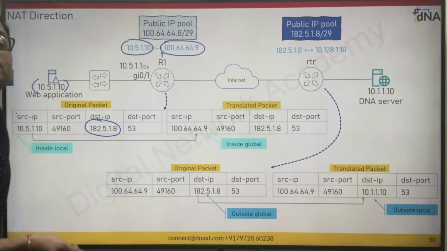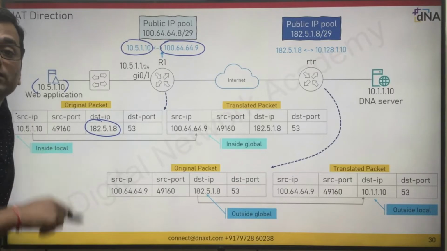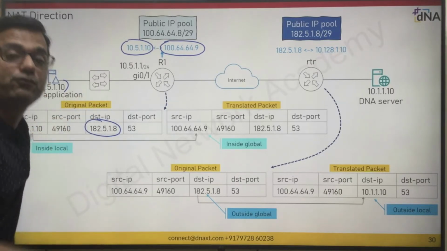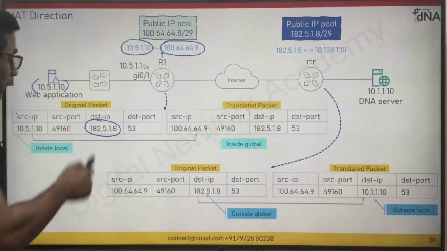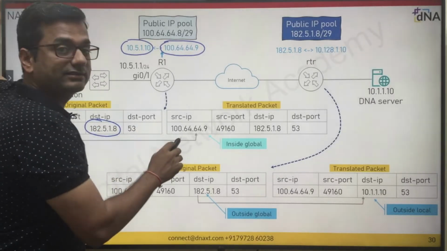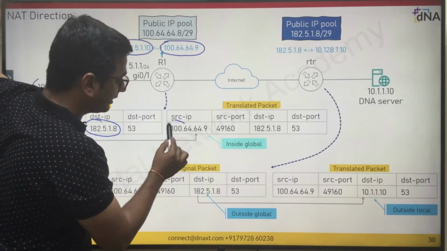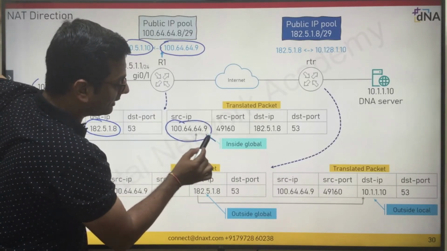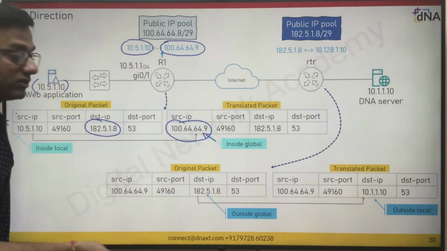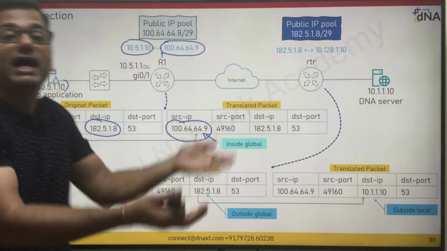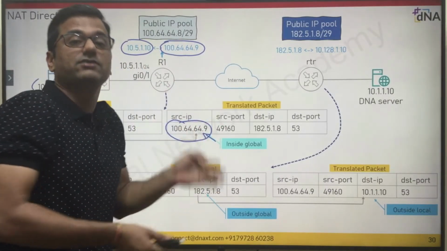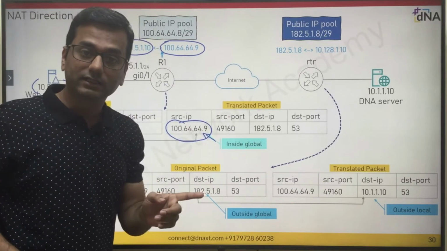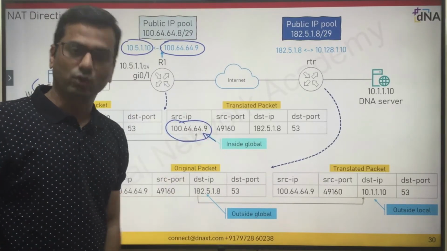So for me, guys, this 10.5.1.10 is my inside local, meaning the original source IP address before translation. When this source IP address is translated to the public IP address 100.64.64.9, this IP address is inside global, because this inside address is globally identified by 100.64.64.9. Clear? So for me this is the inside local.